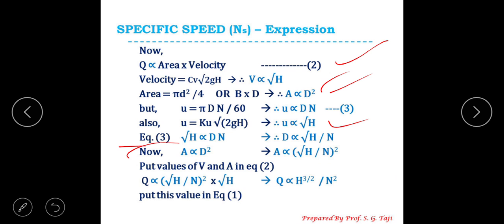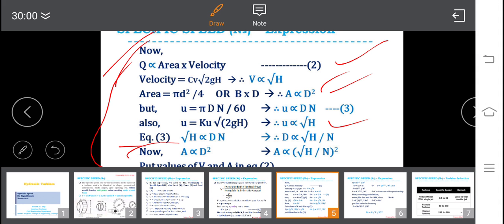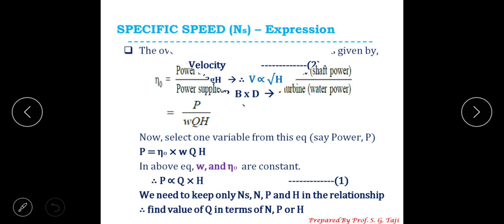Put values of v and a in equation 2. In this equation, you substitute the values of v and a. We get q is proportional to root h upon n whole squared multiplied by root h. Therefore, q is proportional to h to the power of 3 by 2 divided by n squared. Put this value in equation 1. You have to see the previous equation 1.